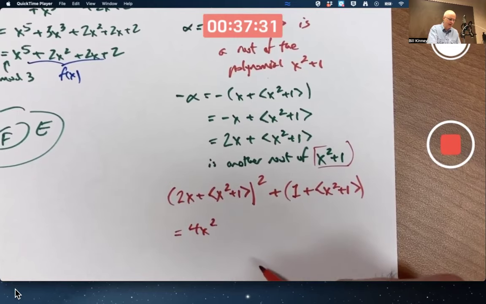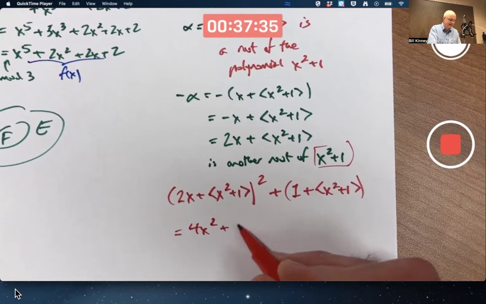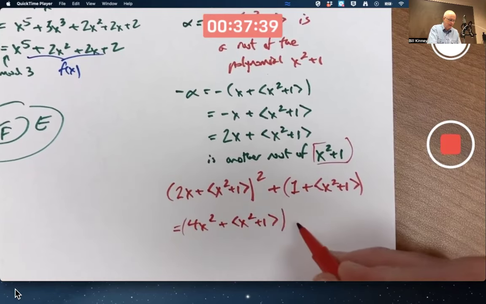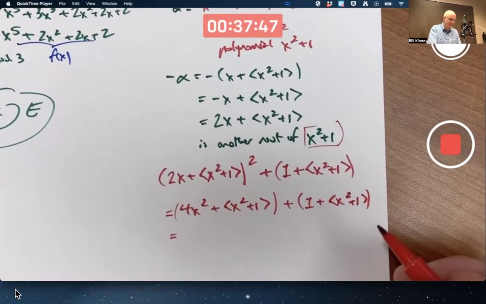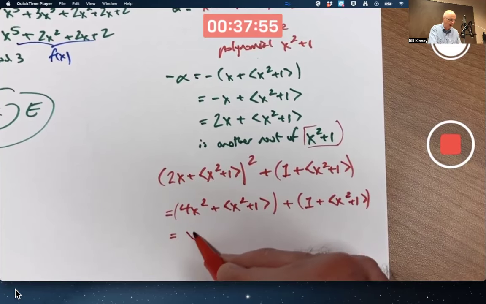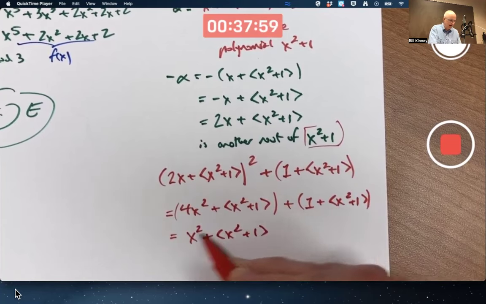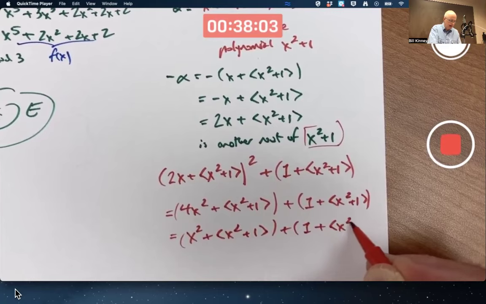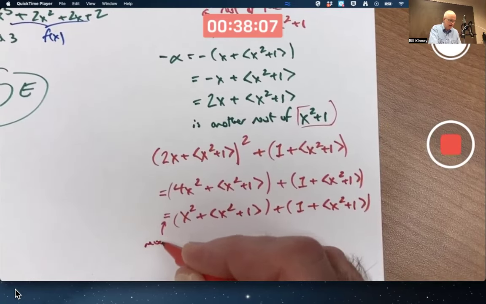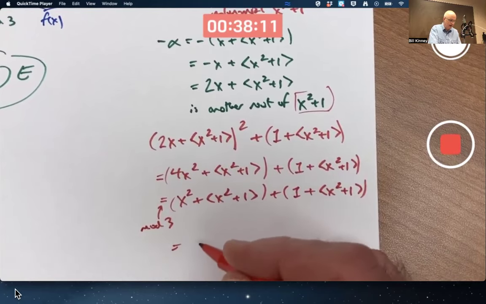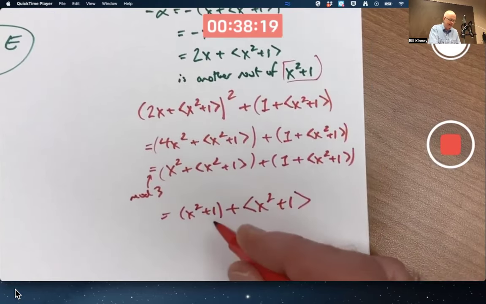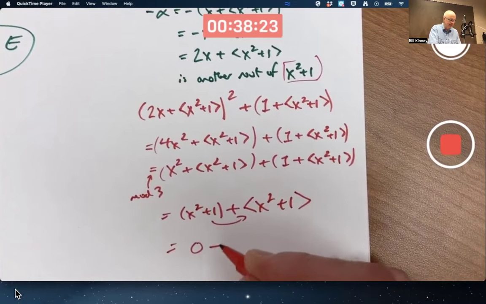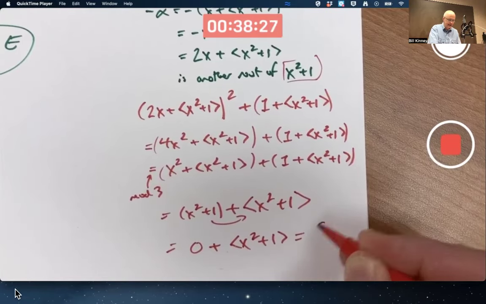Thinking about coset operations, this gives 4x squared plus the ideal plus the unity. But I need to mod 4 by 3. I am doing coset simplification mod 3 still. So 4 reduces to 1. That's mod 3. And then add those cosets. And once again, we can finish it with a giant sucking sound. That gets sucked in. This is the identity coset. That is the 0. Make it a big 0.